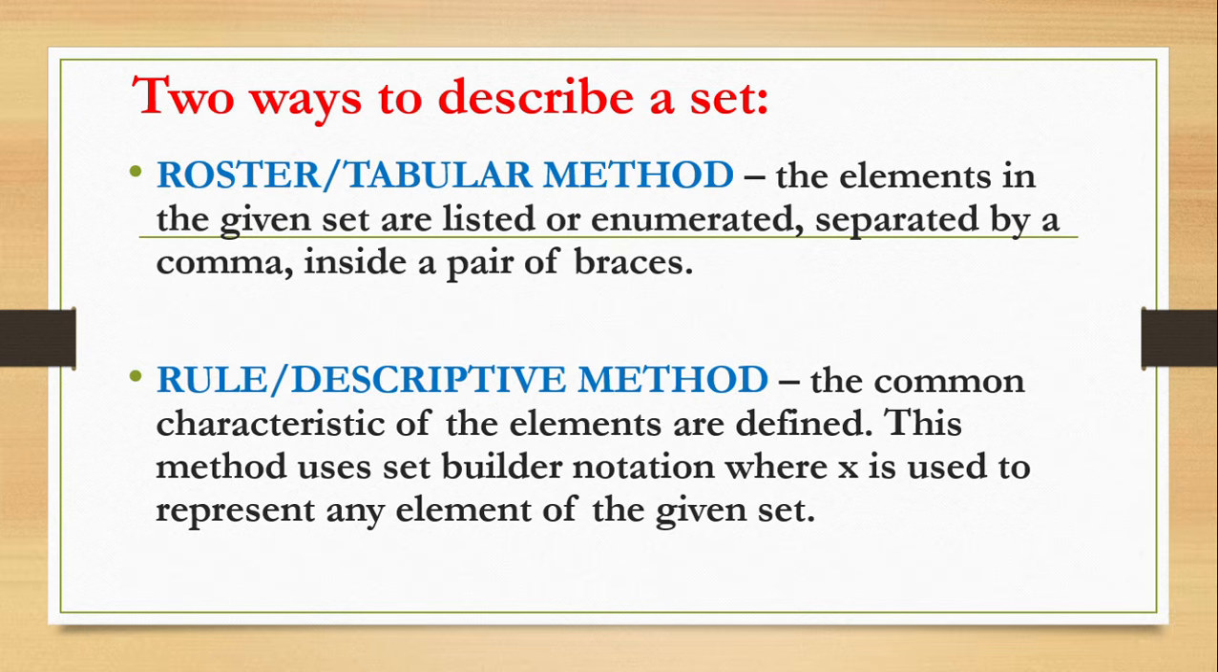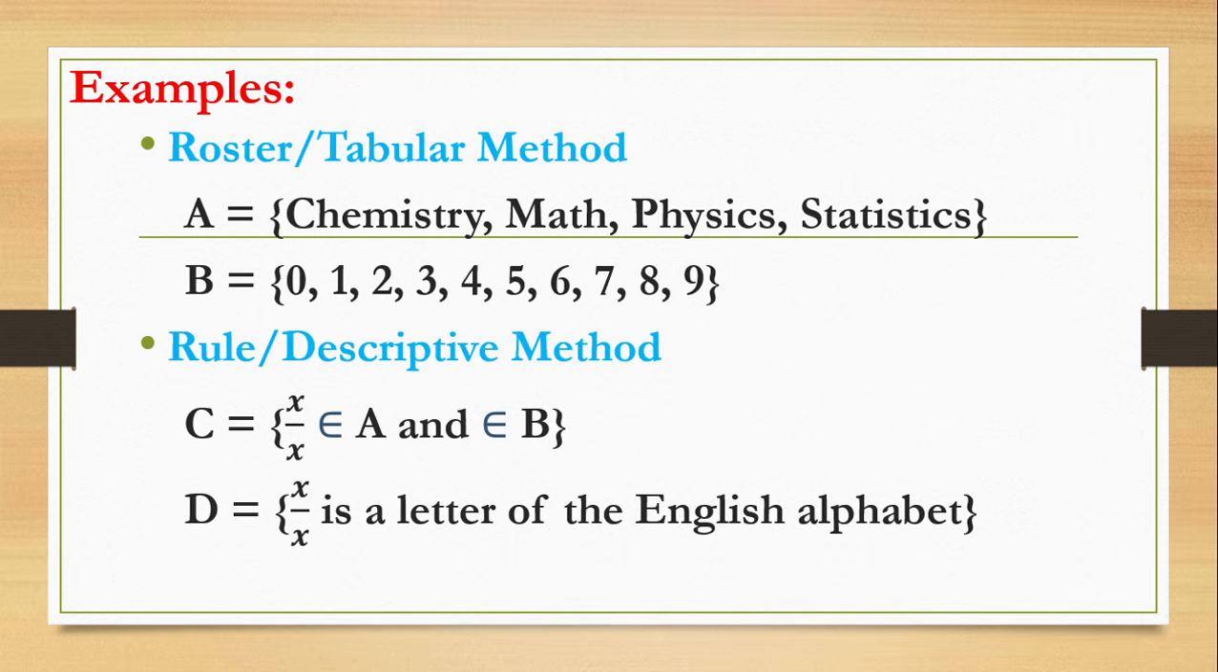While for the descriptive, sabi nga dyan, the common characteristics of the elements are defined. So this method uses set builder notation where X is used to represent any element of the given sets. Tingnan natin. For example, X such that X is an element of A and an element of B. Alam natin that X is a letter of the English alphabet. So these are the examples of tabular method and descriptive method.